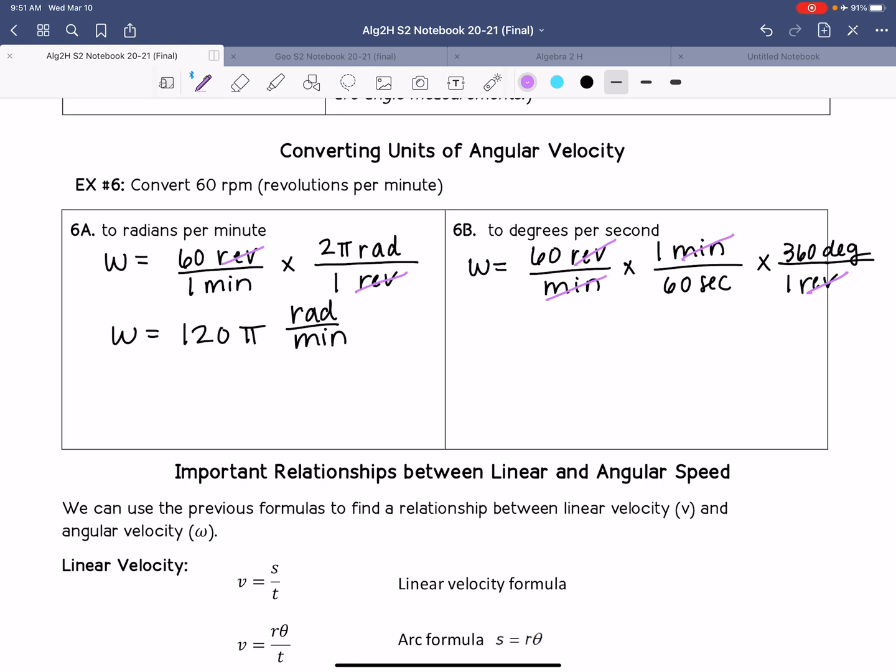Okay, beautiful thing about this, keep simplifying. I have a 60 and a 60, those cancel. So I'm all canceled out. So I have 360. In the numerator, I have degrees. In the denominator, I have seconds. So it goes 360 degrees per second. So that means my whole tire, or whatever we're talking about, the whole thing is going to rotate a whole circle within 1 second.